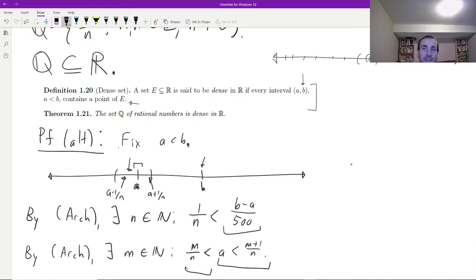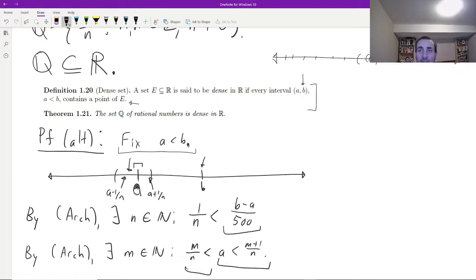So the way that I normally write that is I say, hey, fix some pair a less than b. And the next thing that I got to do is find an element of Q that's sitting there between a and b. So how do I do that? Well, this picture is sort of what's going on. So I'll try to explain that before I do any of the algebra.